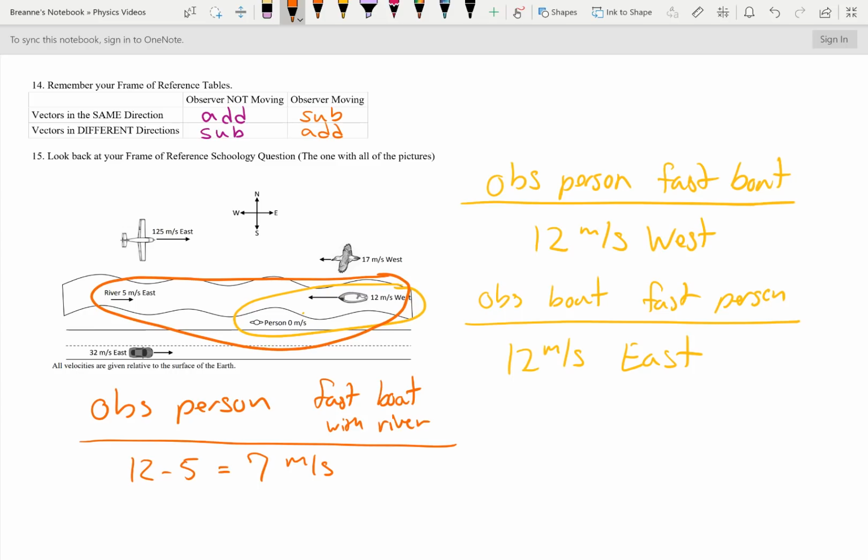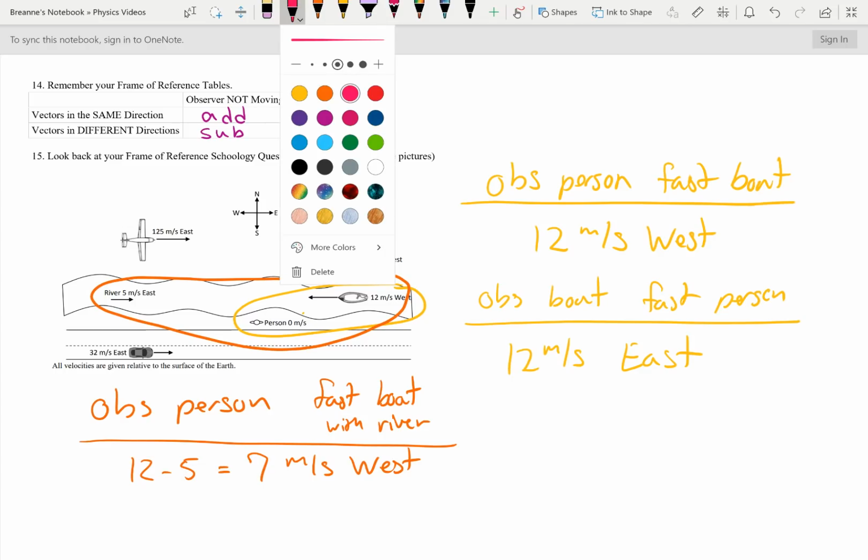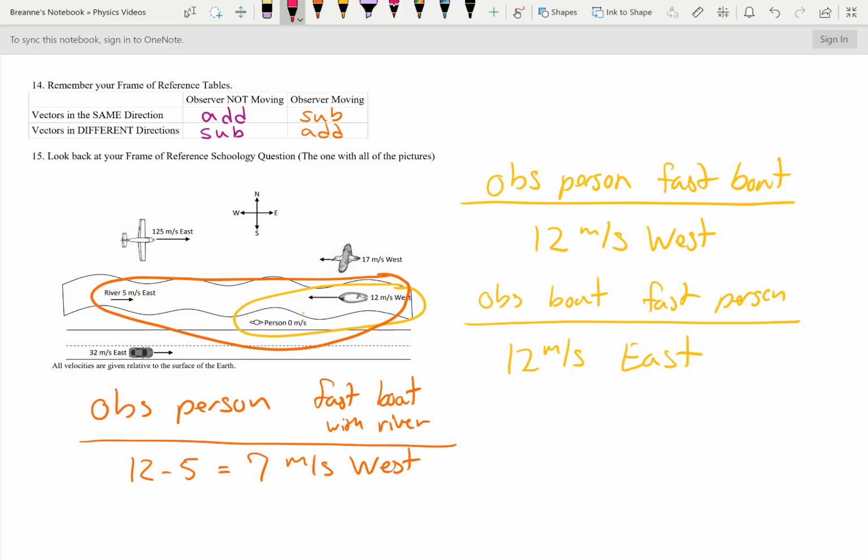It'll still be traveling west, but the river is slowing it down a little bit. So that's for an observer not moving with vectors going in different directions. Now, if the boat was going with the river, it would end up adding.